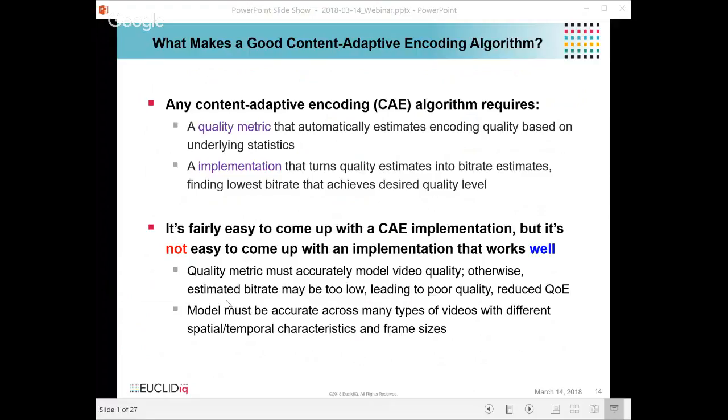First, the quality metric must accurately model subjective video quality. Otherwise, the estimated encoding bitrate may be too low, leading to poor video quality and a reduced quality of experience. In other words, larger bandwidth savings is irrelevant if the result is poor video quality. And second, any model must generalize well and be accurate across many types of videos with different spatial and temporal characteristics and different frame sizes. In other words, it doesn't help to develop a model that works well for some types of videos, but not others.